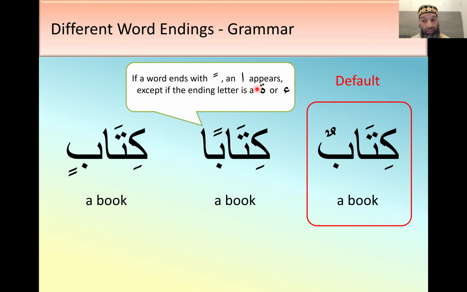So open the Quran and have a look at the end of a verse. Ghafuran Rahiman, for example. It's going to be Rahiman with the alif there. And the alif just doesn't appear on a ta marbuta or a hamza. But for all other letters, an alif appears, and that's just Arabic. I don't know what the reason is. It's just the way Arabic is.